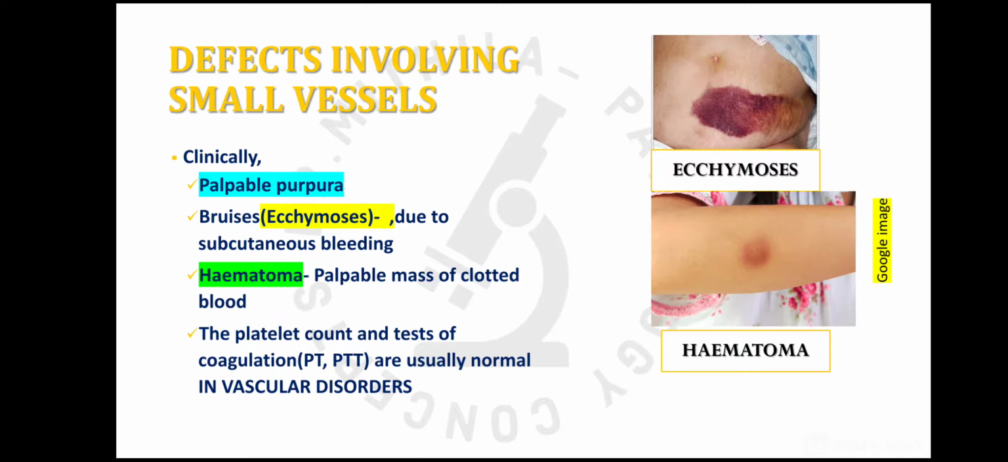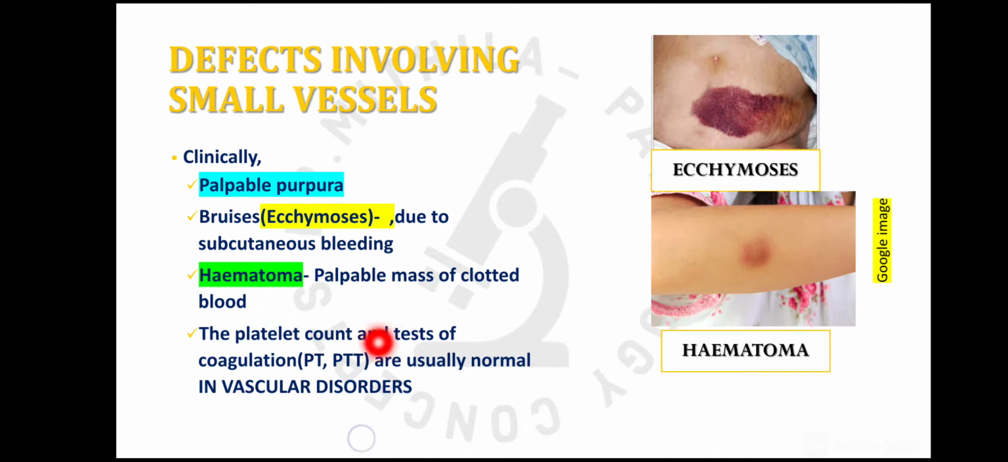Now lastly, sometimes the bleeding can occur because of the defects involving the small blood vessels, and clinically they present as palpable purpura. So there is a purpuric lesion and which is palpable. So next there can be bruises or ecchymosis, due to the subcutaneous bleeding. So this is a picture of ecchymosis, and even hematoma can be seen. Hematoma is nothing but a palpable mass of clotted blood. The clotted blood is giving rise to a mass that now becomes palpable. So it is known as hematoma.